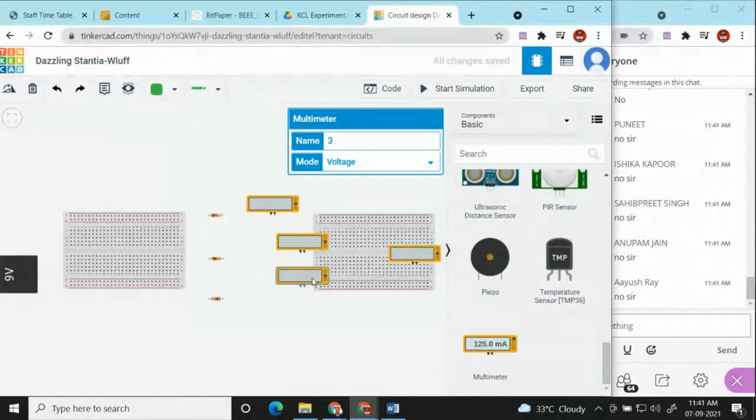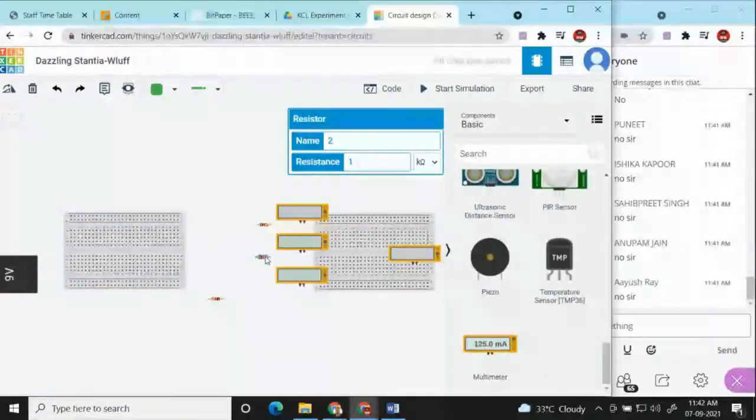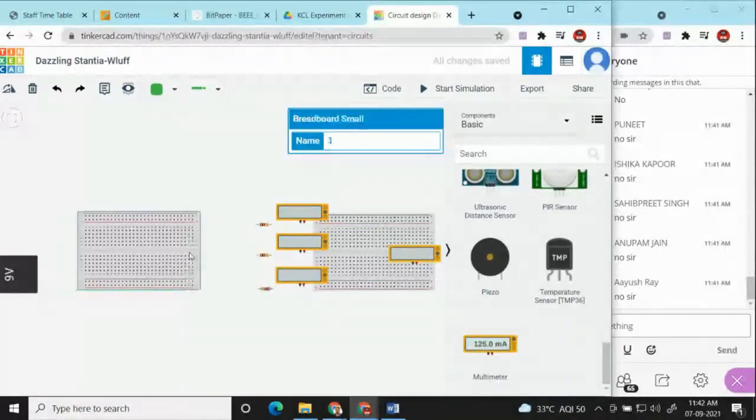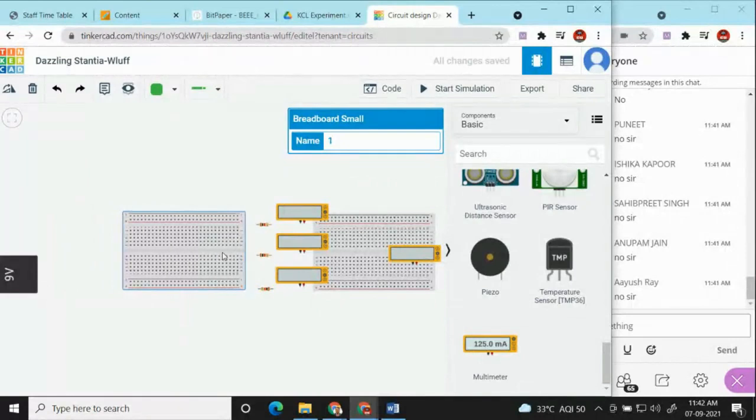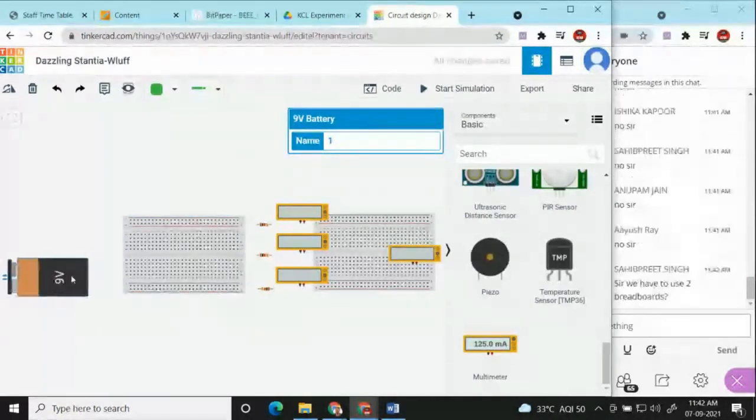All of you please arrange all these components according to the circuit requirement. I have told you we have to connect three resistances, and we have to connect these three resistances in parallel, so that we can measure the current across each terminal and find out the current value across each terminal.